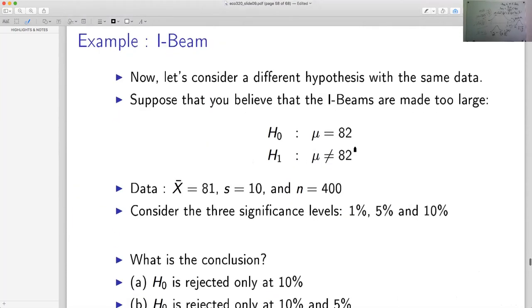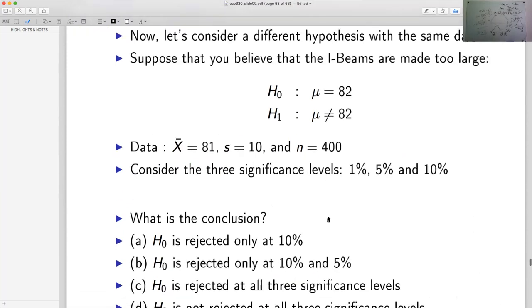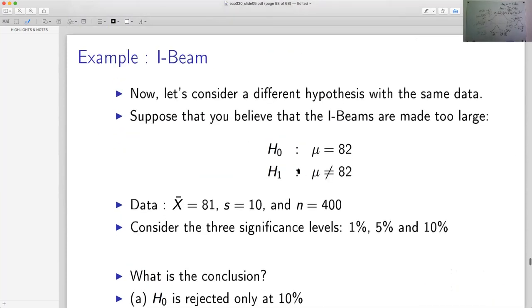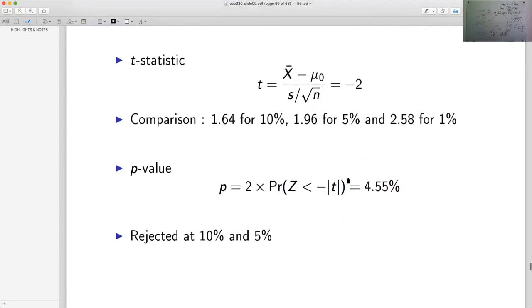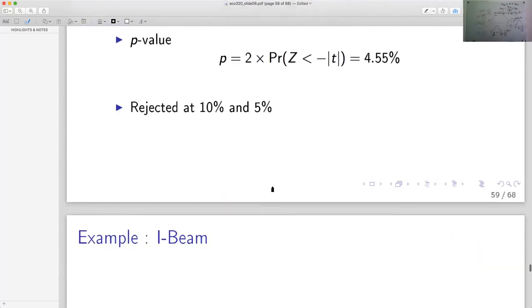So suppose that you are changing to 82 and you have a 400 sample size and center data, etc. So what is your conclusion? Please spend at least 5 to 10 minutes to work on it. I will leave you the answer. So you get the t stat equal to that and the p value equal to that. So reject at 10% and 5%.